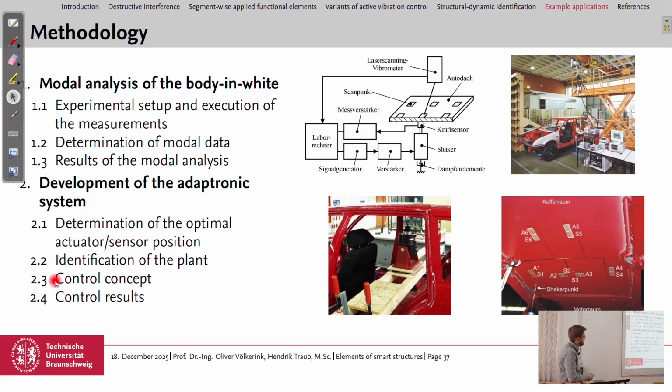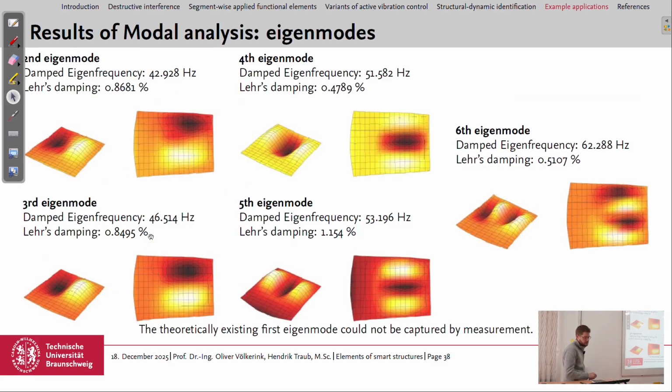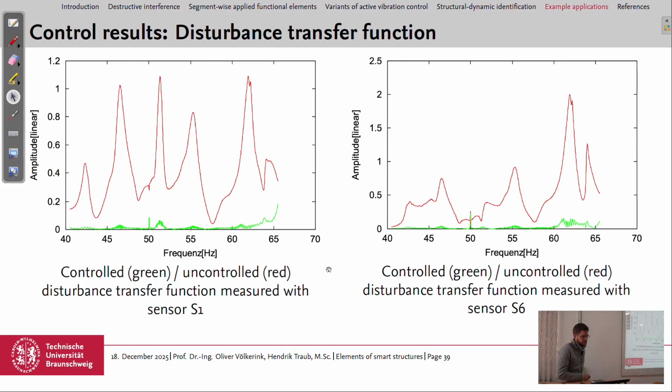I think there's a mistake in translation. And the results were that the second, third, fourth, fifth, and sixth eigenmodes were identified experimentally, and a first eigenmode could not be captured by the experimental measurement, but the second one at around 43 Hertz, the third one at 46 Hertz, the fourth at 52, and so on. And then the system was tested.